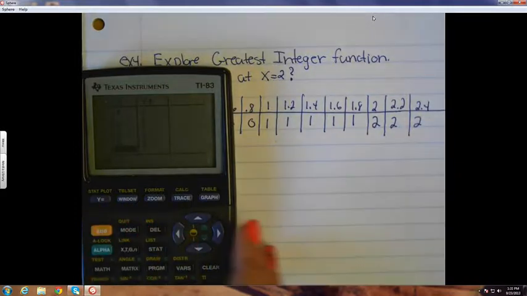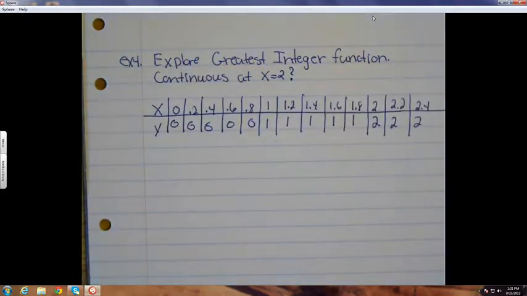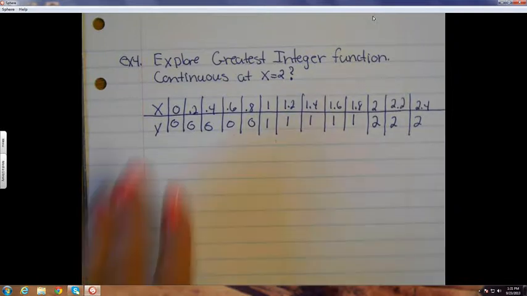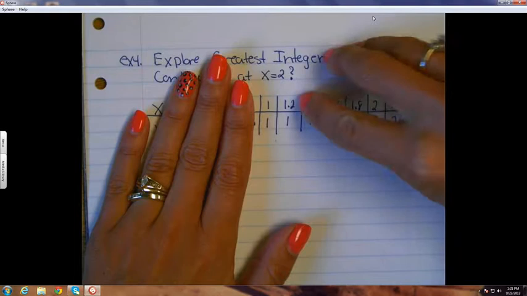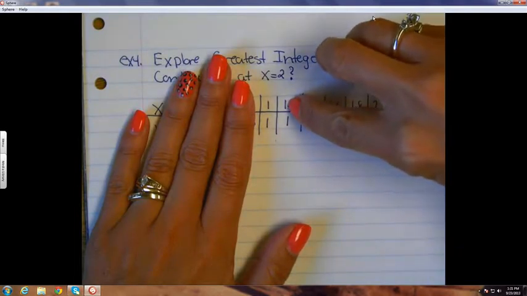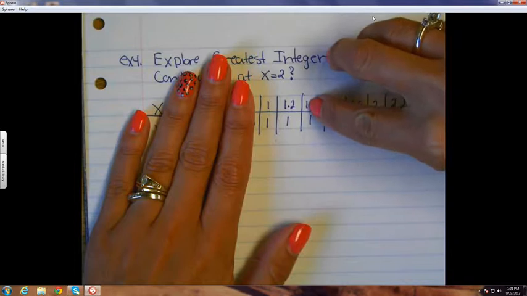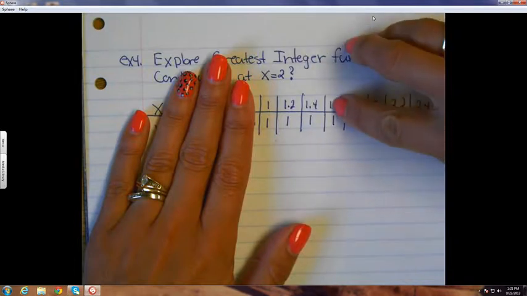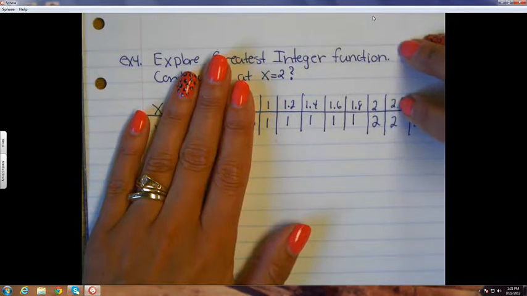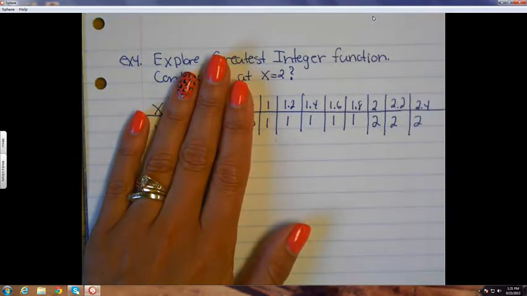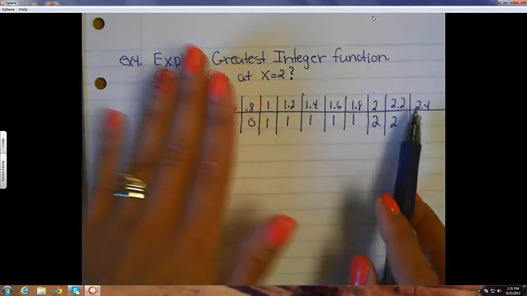So, what the greatest integer function is doing is it truncates the decimal. And when you truncate something, you just chop it off. So, forget about these for now. So at 1, that's just the whole number 1. But when I get to 1.2, it chops off the 0.2, and you've got 1. At 1.4, it chops off the 0.4, and you've got 1. 1.6, it chops off the 0.6, and you've got 1. Chop. 2, there's no decimal. 2.2, it chops it off. 2.4. So the greatest integer function does not round, it truncates. It chops off all the decimals, and you get the integer that's before it.